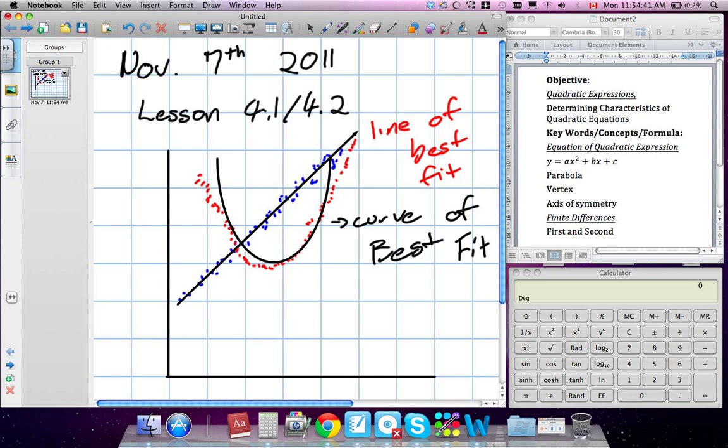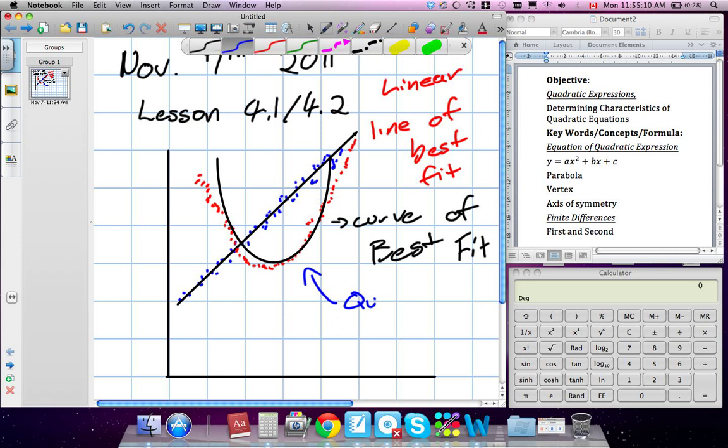What kind of relationship does a line of best fit represent? There's a name for it, starts with an L. Yes. This is a linear relationship. Now, what we're about to learn is a curve of best fit, or something like that. This type of relationship is called quadratic. Okay? So this relationship here is considered a quadratic.